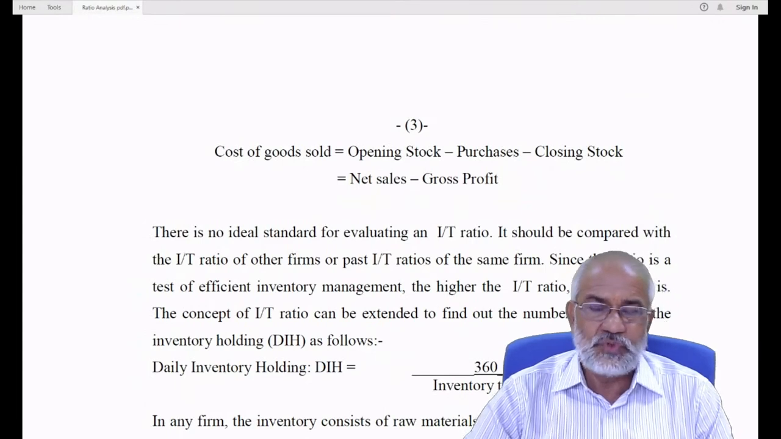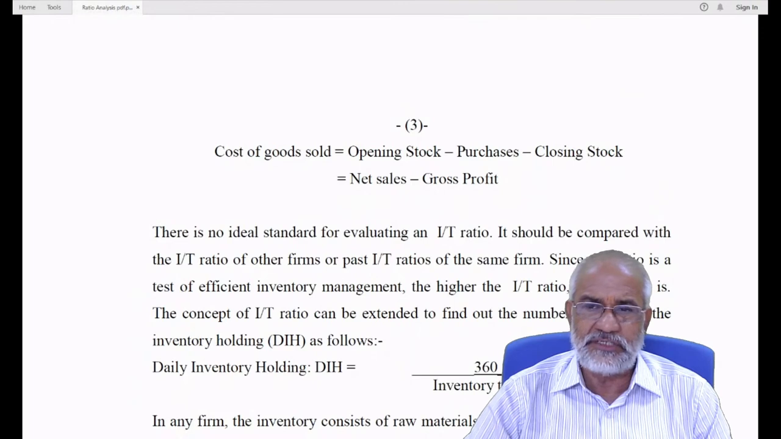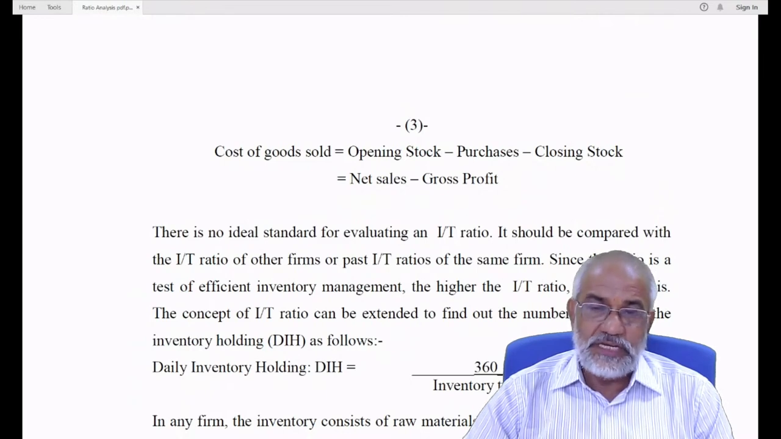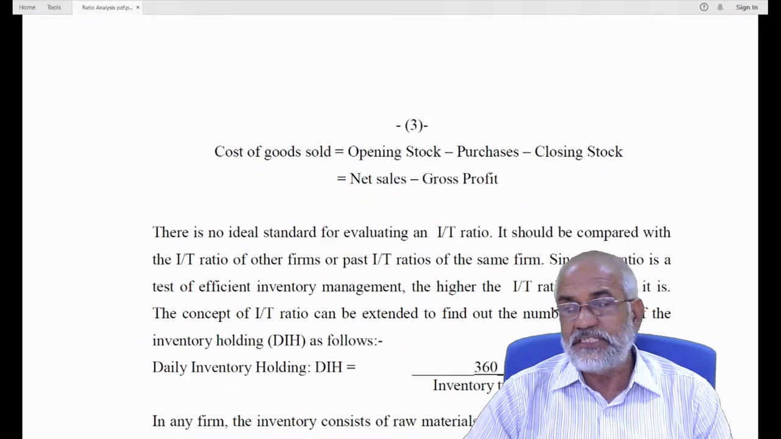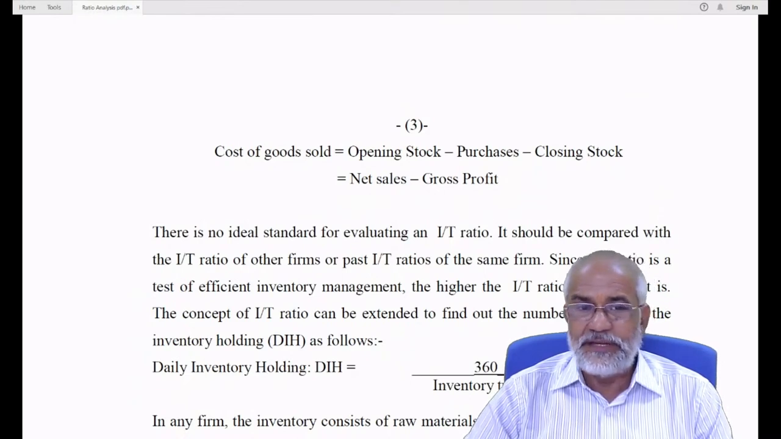Here the cost of goods sold is equal to opening stock plus purchases. If there are indirect expenses, that is also to be added, and closing stock has to be deducted. Otherwise, the cost of goods sold can be calculated by net sales minus gross profit. When the gross profit is deducted from the net sales, that will also be the cost of goods sold of the organization for a particular period.